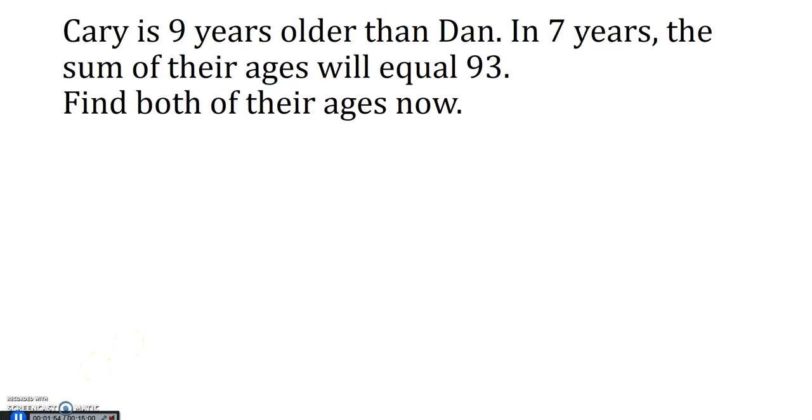Let's do another one. Carrie is 9 years older than Dan. In 7 years, the sum of their ages will equal 93. Find both of their ages now.